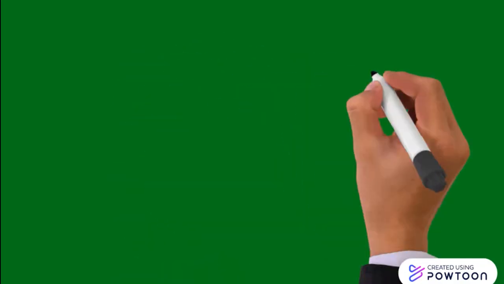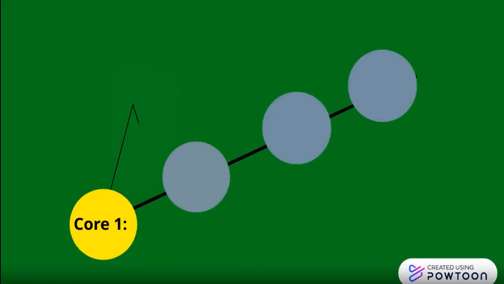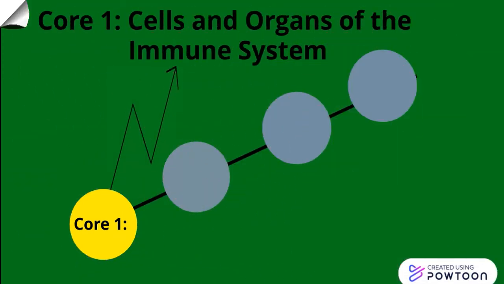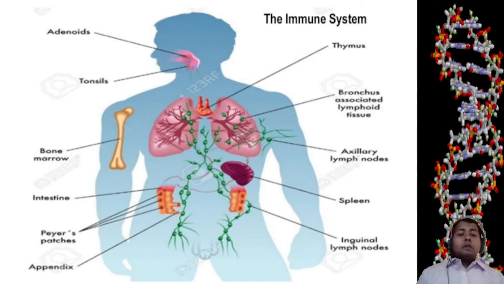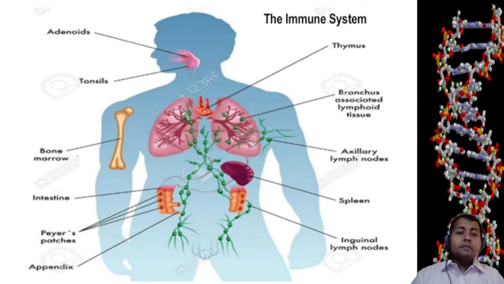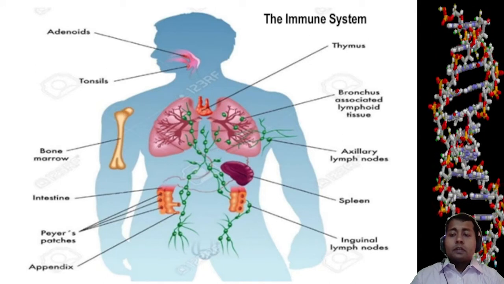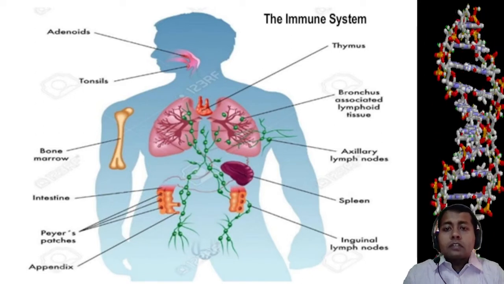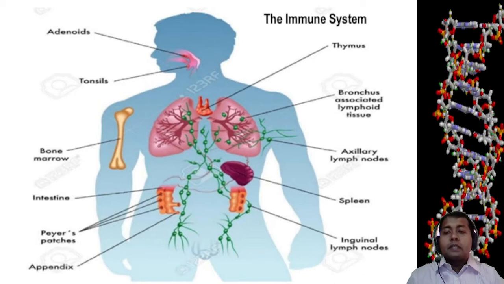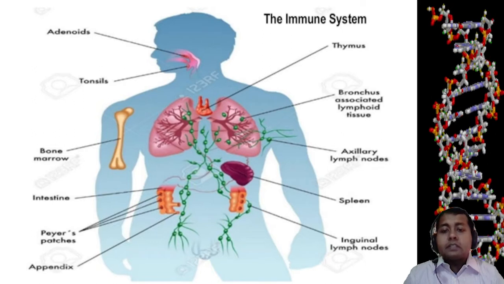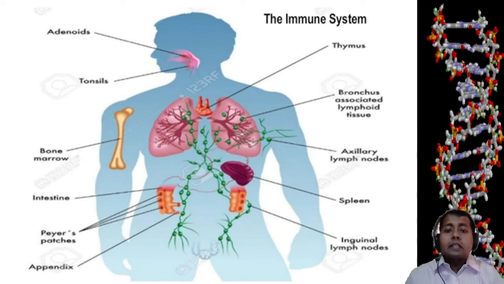Today I will speak on the first core topic, that is core 1 of my course, named cells and organs of the immune system. In the first line, you can see that the following figure depicts different organs that are related to the immune system. It includes the adenoids, the tonsils, the thymus, the bronchus associated lymphoid tissue, BALT part, bone marrow, intestine, Peyer's patches, appendix, inguinal lymph nodes, spleen, axillary lymph nodes.